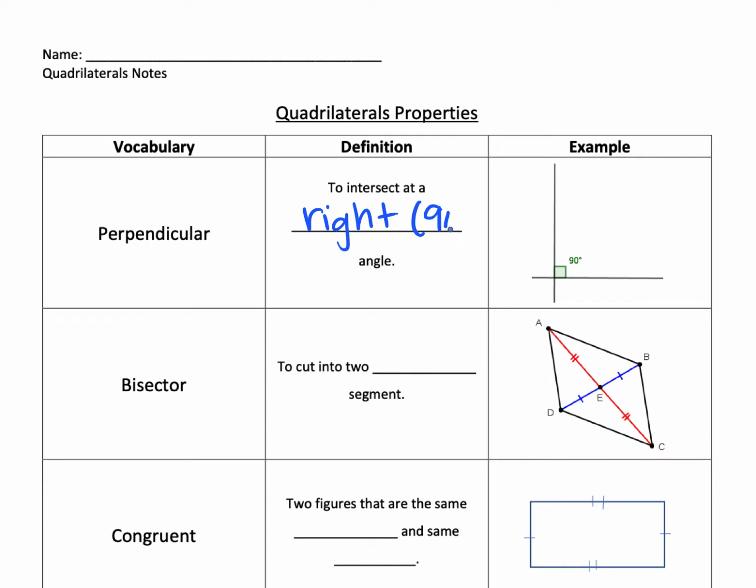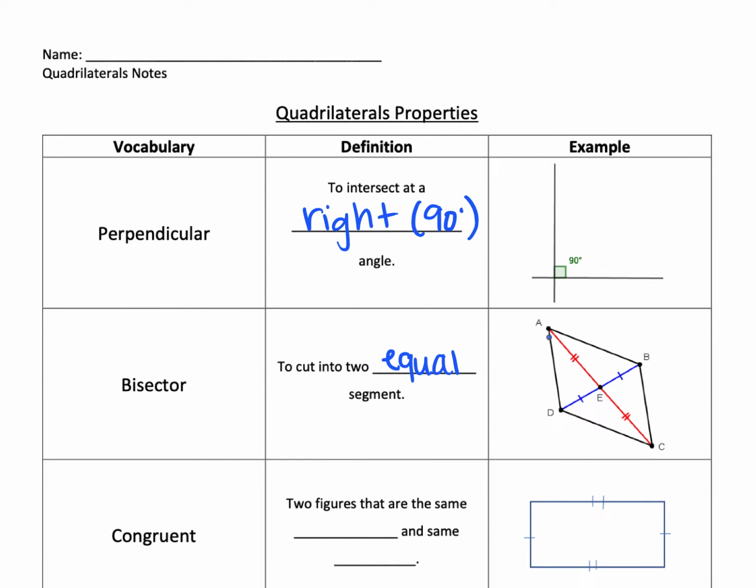So that would mean it looks like the drawing over here. These two lines are intersecting at a right angle. And usually that's marked with that little square box right next to the angle to show that it's 90 degrees. Another word you're going to be hearing is bisector. So that just means that you're going to be cutting into two equal segments.